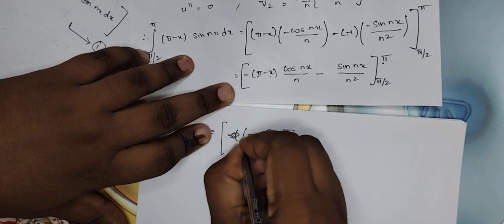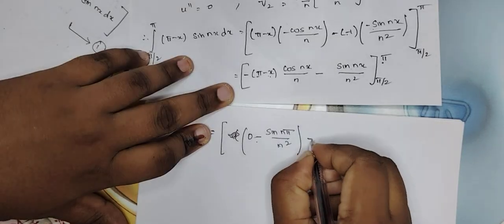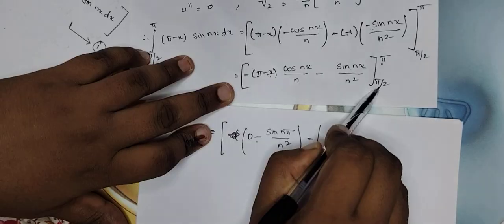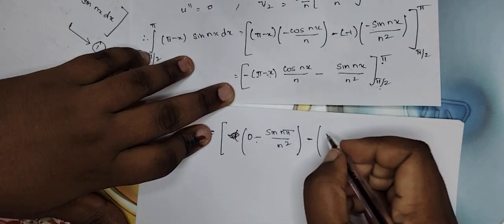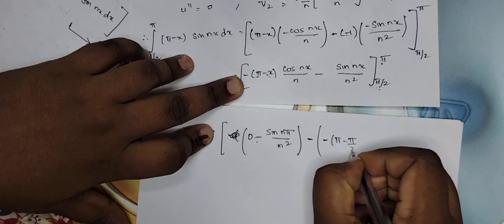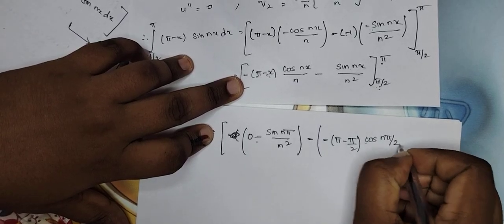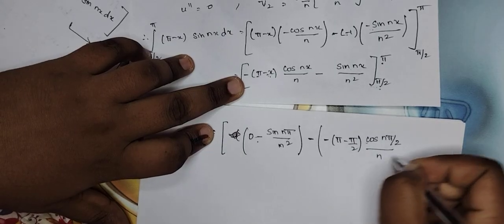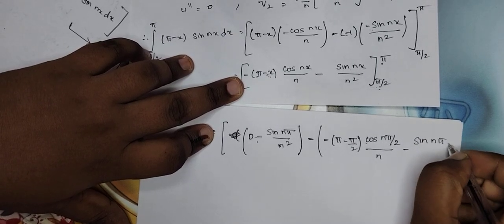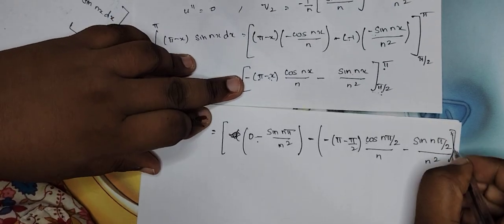So the upper limit I have found now. Okay, I have substituted the upper limit. Then the lower limit. For the lower limit I'll put minus, then in place of x, I'll put pi by 2. So it is minus pi by 2 cos n pi by 2 divided by n minus sine n pi by 2 divided by n square. So this is my lower limit value.